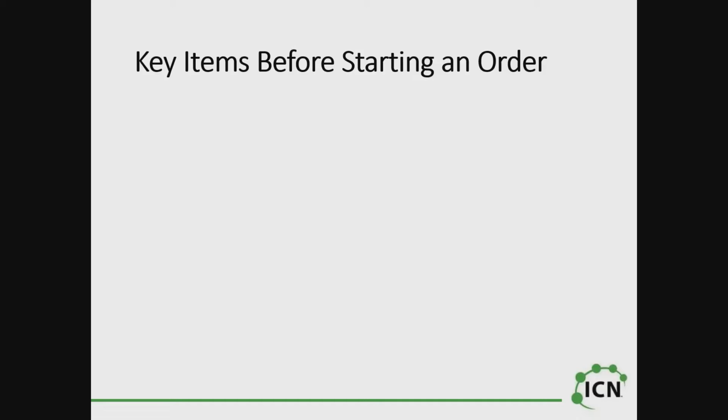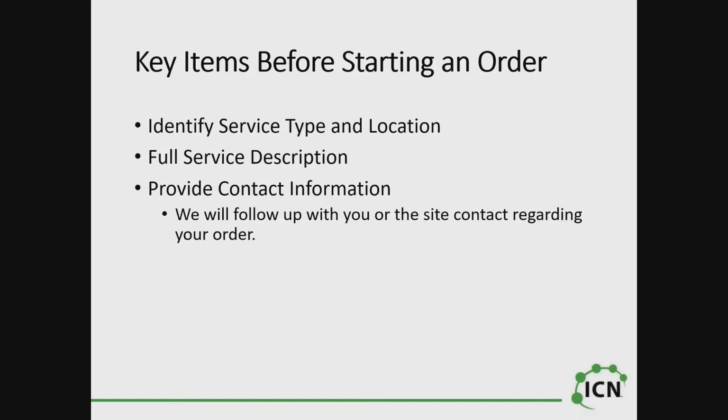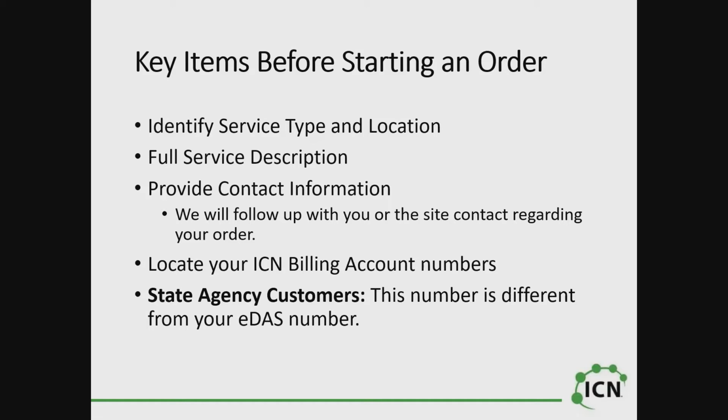Before starting your order, we recommend locating the following information. Know the type of service you plan to order and the location that you want the service at. Be prepared to provide a full description of the service requested. Providing contact information is important. We will follow up with you or the site contact regarding your order. Have your ICN billing account numbers available. For state agency customers, this number is different from your EDAS number.